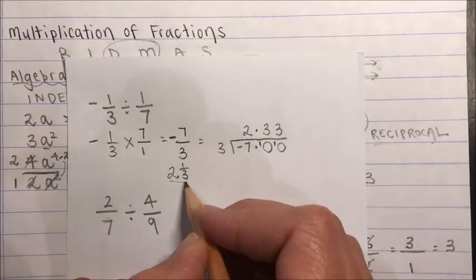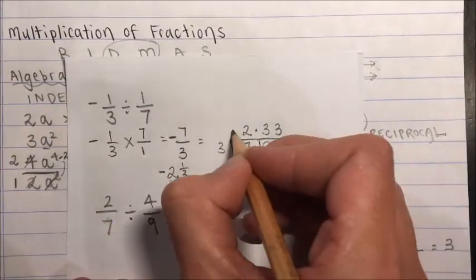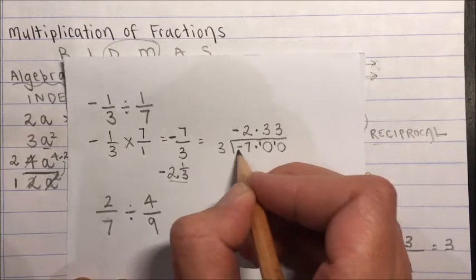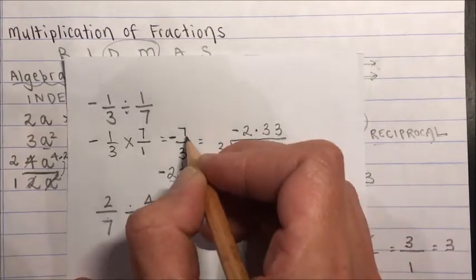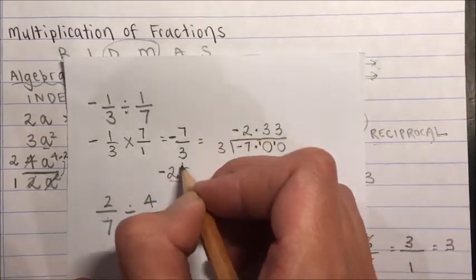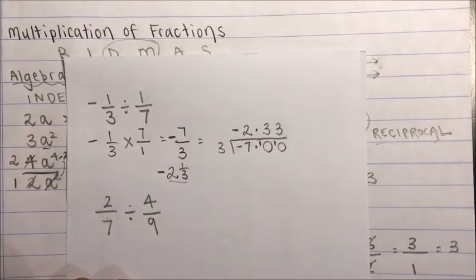Oh, look at this. And we know it's got to be a negative. Signs are different, so the answer is negative. Signs are different. 3 into -7, answer's negative.